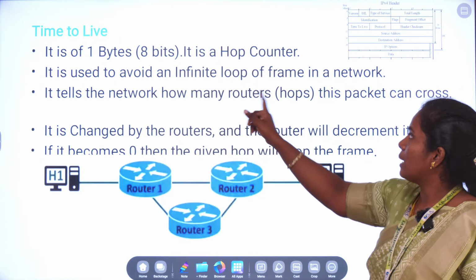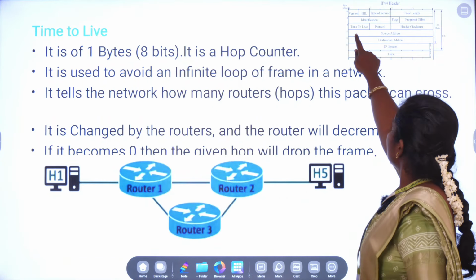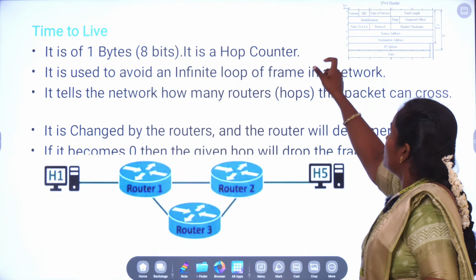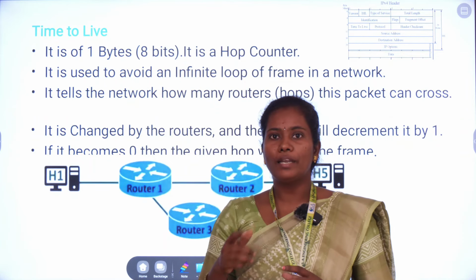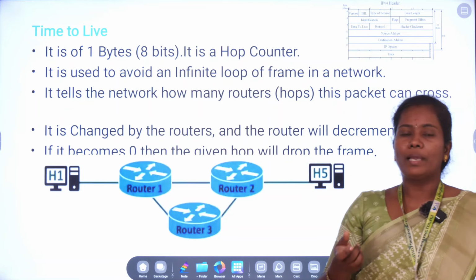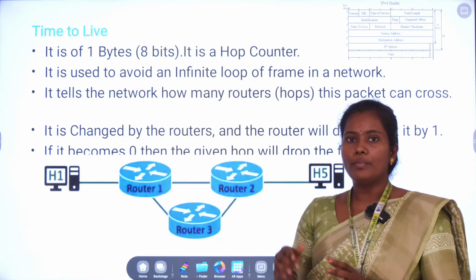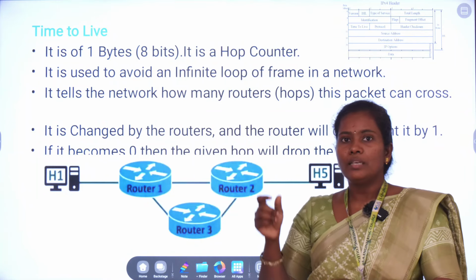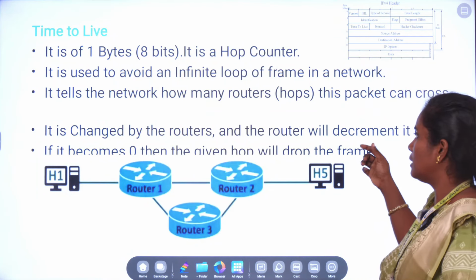Next thing is time to live. We also say it as TTL. TTL occupies 1 byte, that is 8 bits. It is also called a hop counter. It is used to avoid infinite loops in a network, because every packet is assigned some set value for TTL. After every hop, the value is decremented by 1. When it reaches 0, the packet is discarded.